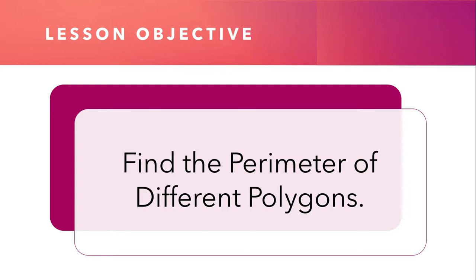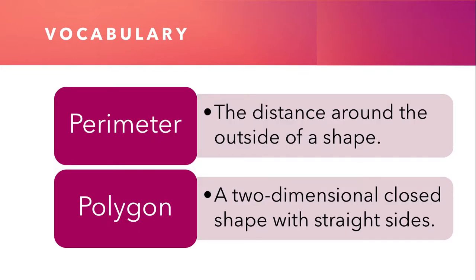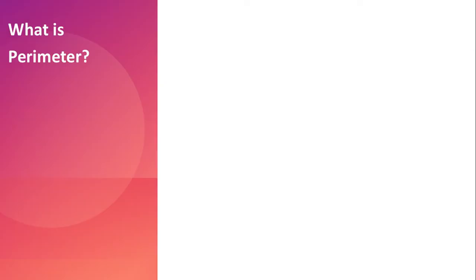Rectangles, squares, trapezoids, hexagons, octagons, all of those. So anything with more than two sides. Now, our vocabulary for this week are perimeter, which is the distance around the outside of a shape, and polygon, which is a two-dimensional closed shape with straight sides.